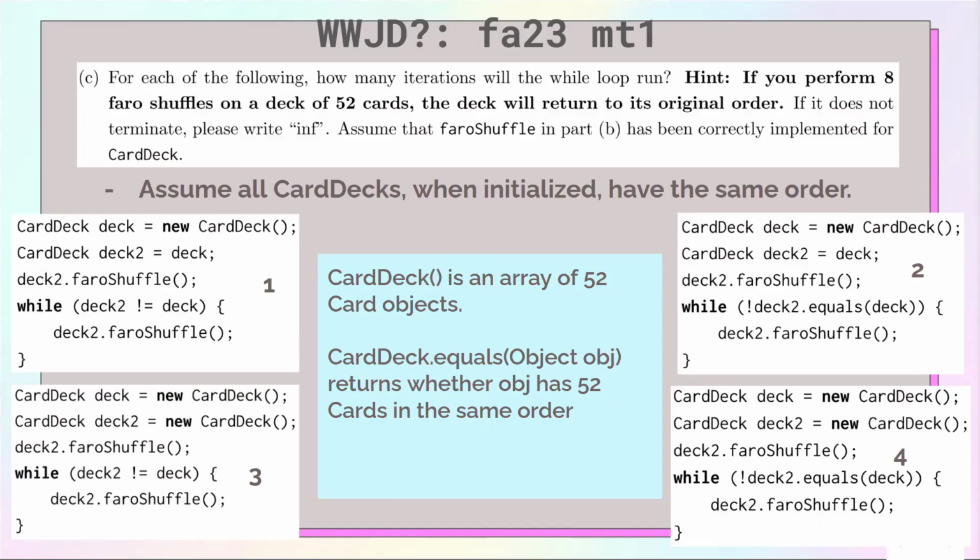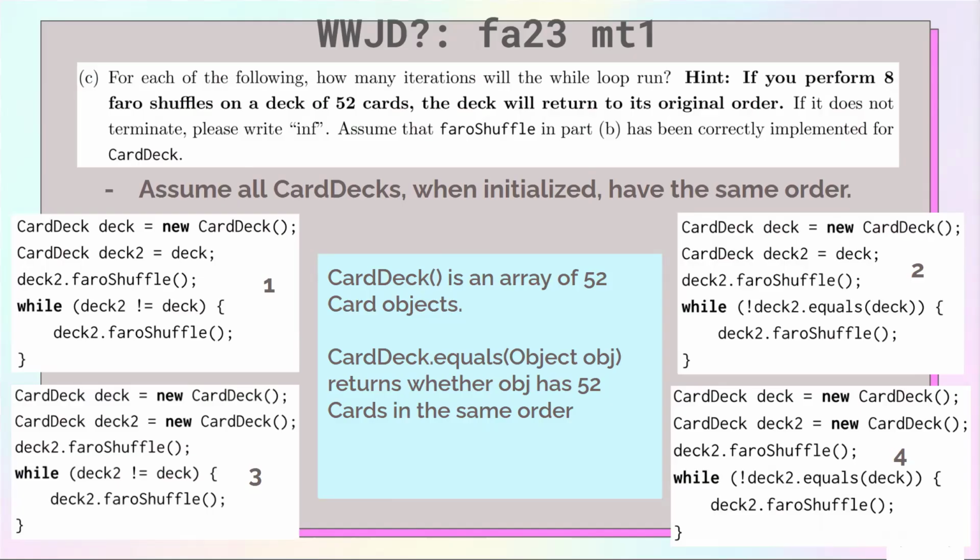So let's start with part one. What do you guys think? How many times will the loop run? Anyone want to share? Wait, who said, I heard zero? Can you explain why? Because deck two is just pointing at deck, and that would mean that it's already equal, so it doesn't run.